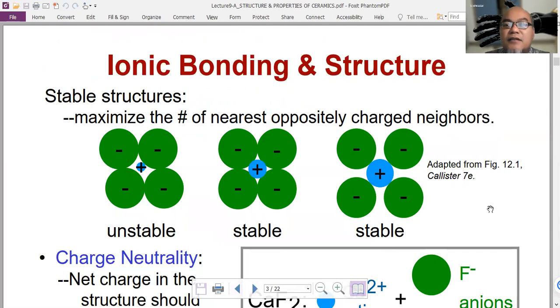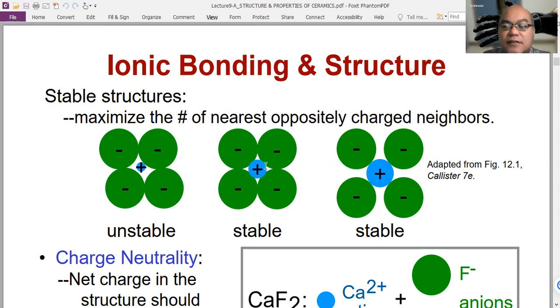For ionic bonding structure, the stable structure will maximize the number of nearest oppositely charged neighbors. In this case, for example, this shows an unstable ionic bonding because the positively charged ion is small and surrounded by four large negatively charged ions, with some spaces still in between.